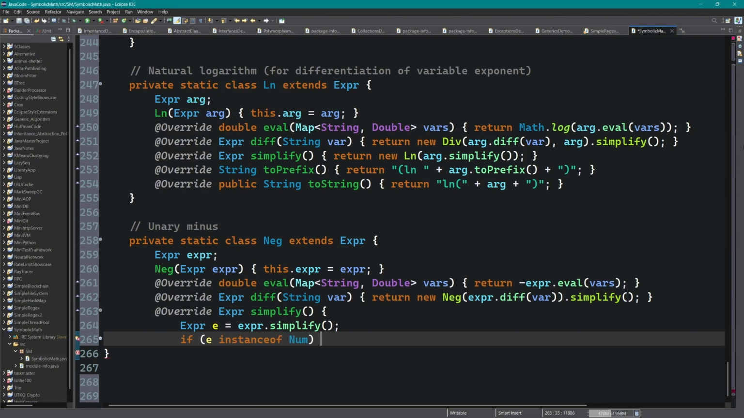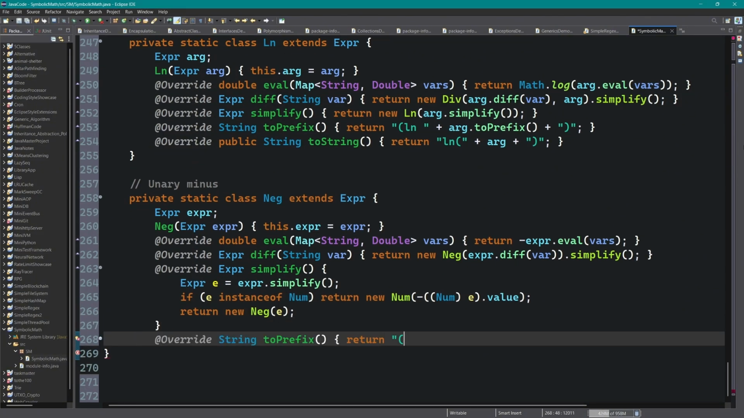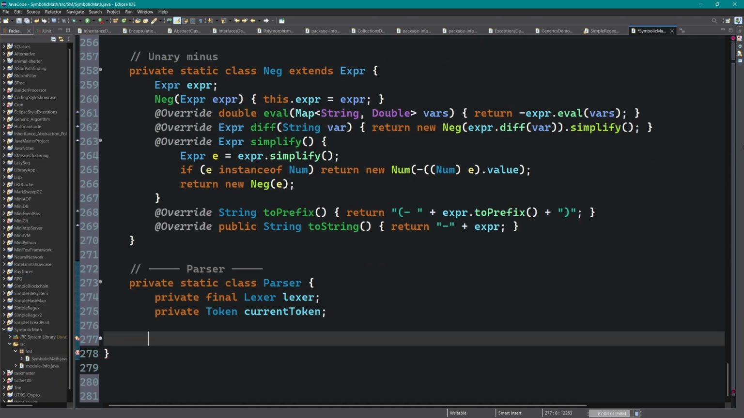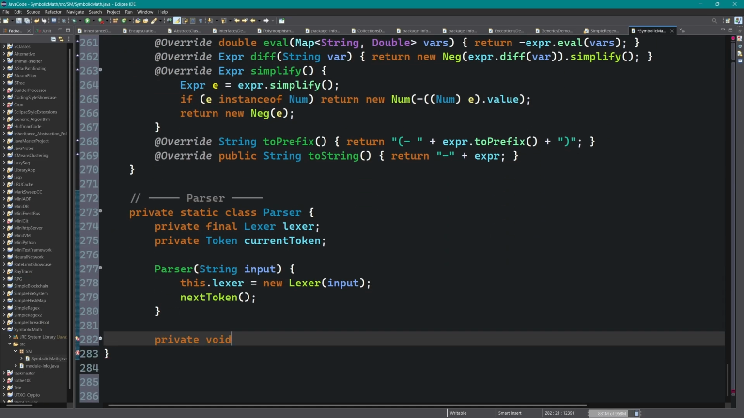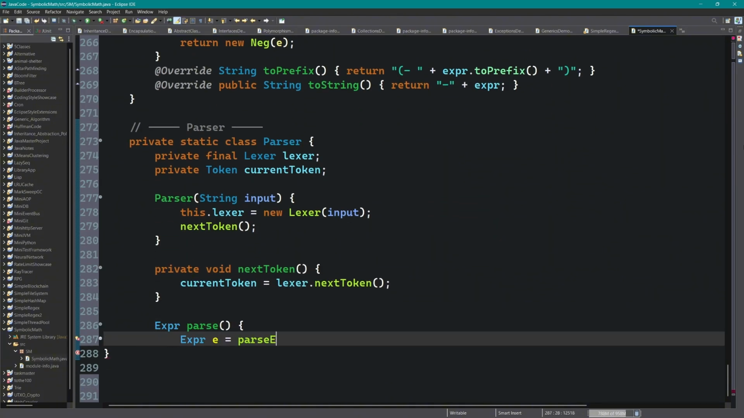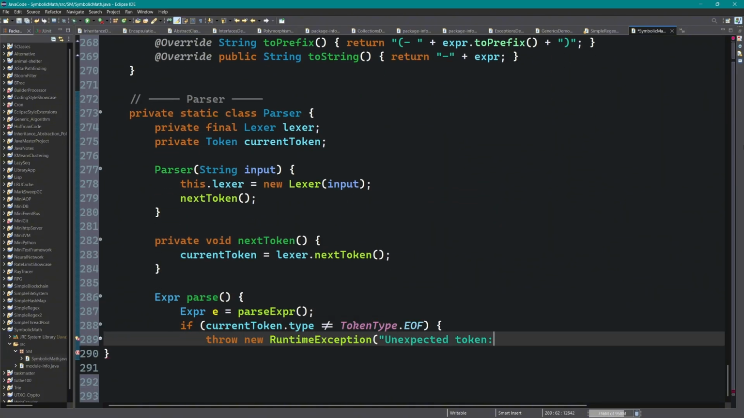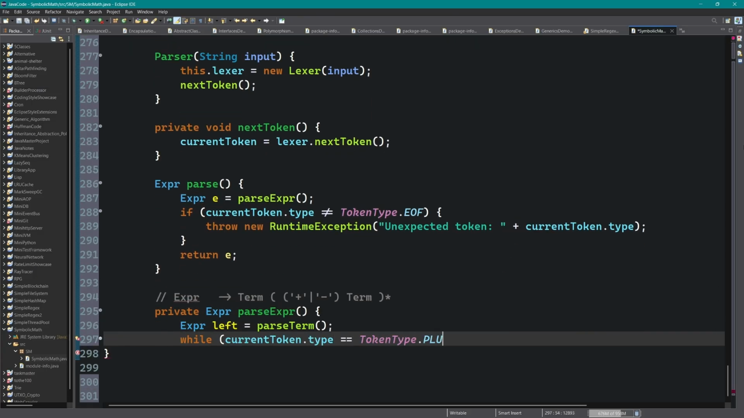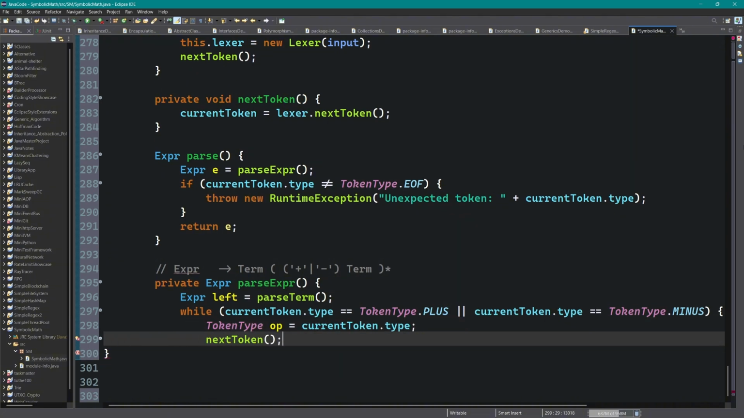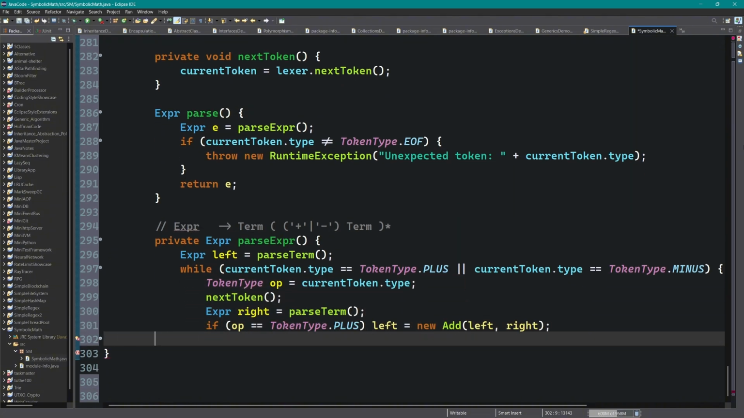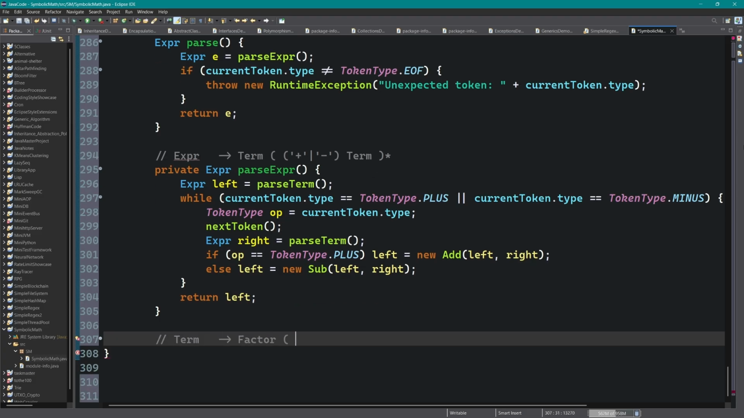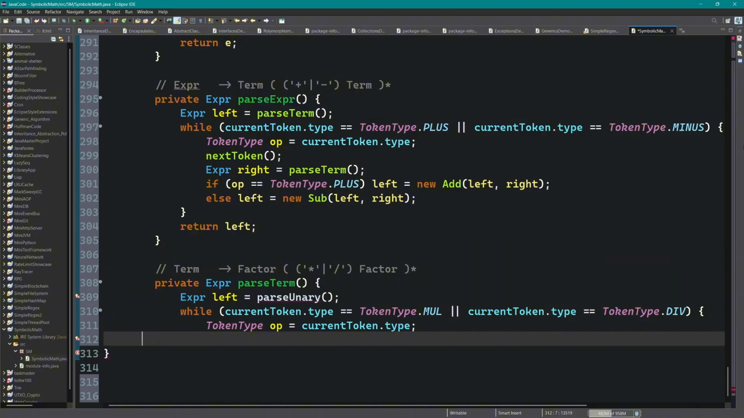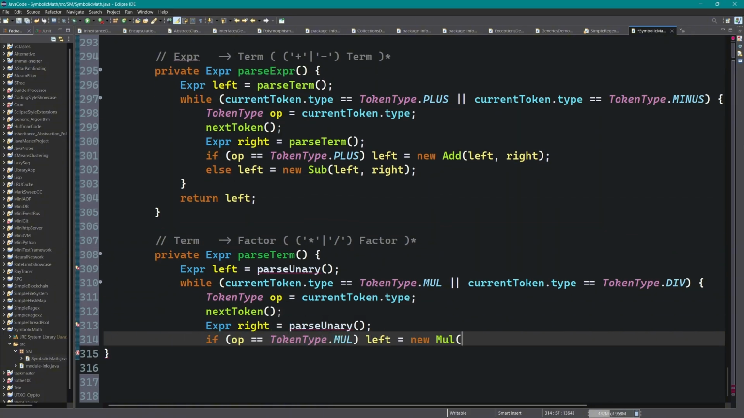Now we need to turn tokens into our expression tree. The Parser class implements a recursive descent parser. It starts with a parse method that calls parseExpr and then verifies we've consumed all tokens. ParseExpr handles addition and subtraction by repeatedly parsing terms and combining them left associatively. ParseTerm does the same for multiplication and division. Unary minus and plus are handled in parseUnary, which optionally consumes a sign and then calls parsePower. Power is right associative.